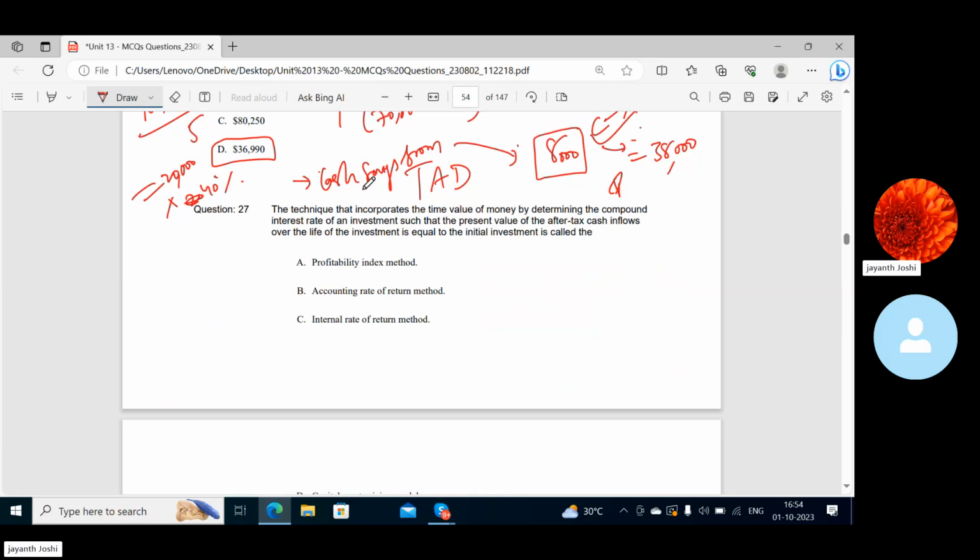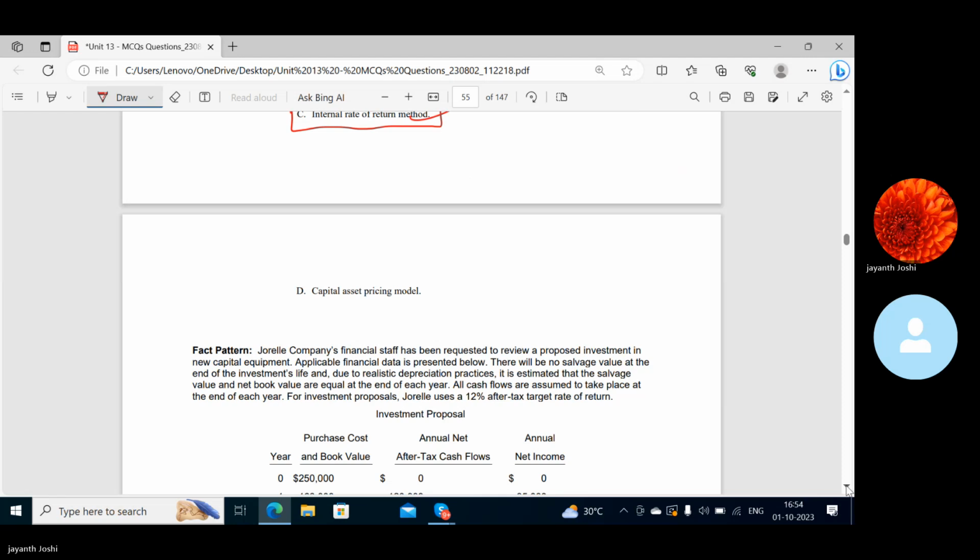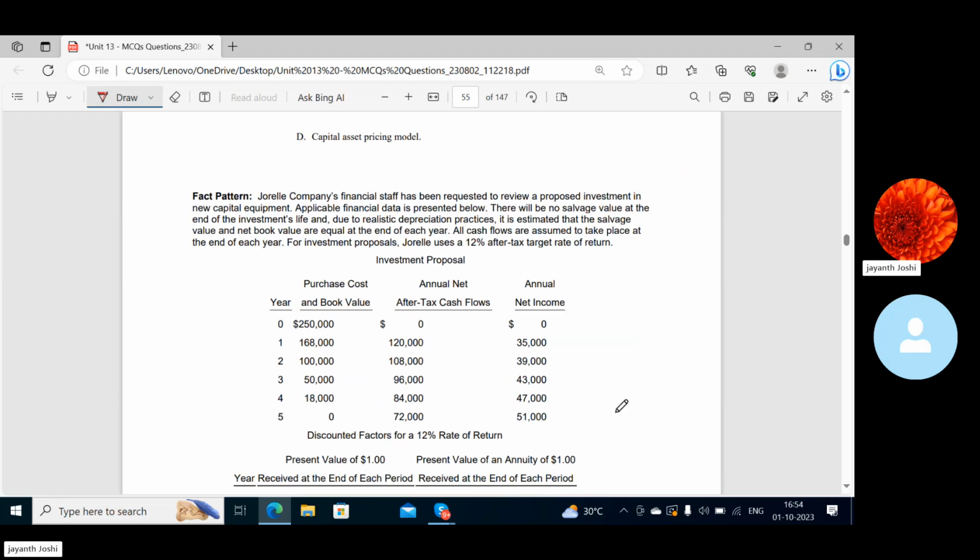So the technique that incorporates the time value of money by determining the compound interest rate for an investment, that is, at what rate the present value of cash inflows will be equal to the initial investment. Can I say that is IRR? Yes. Next. So go for the next question.